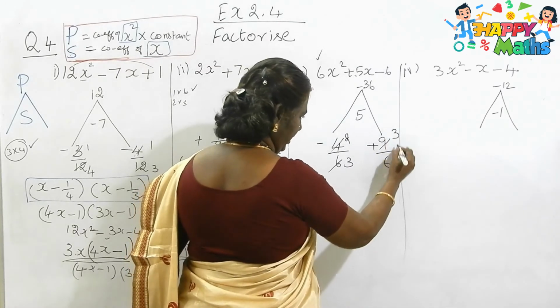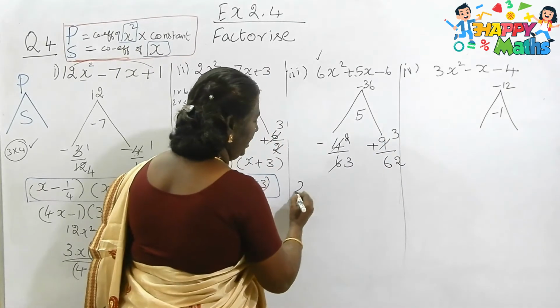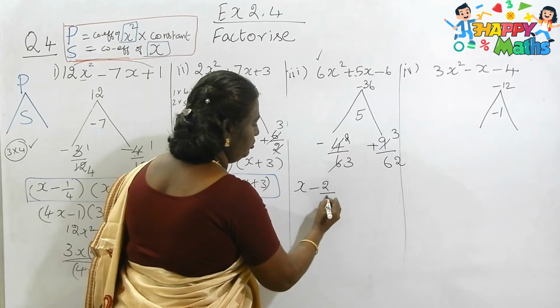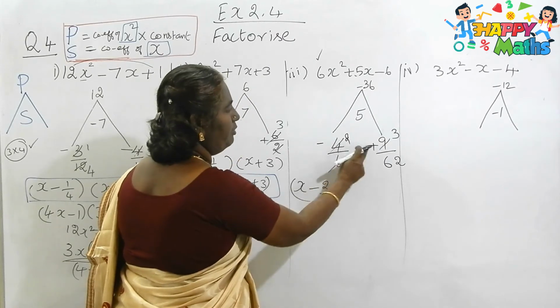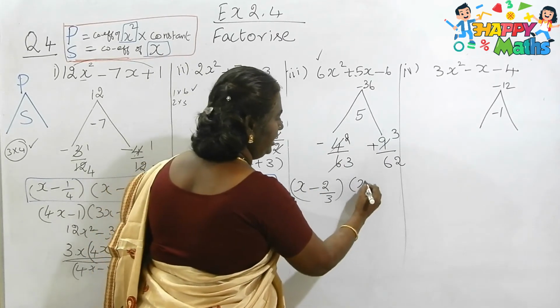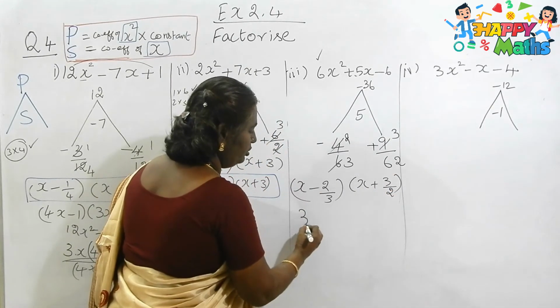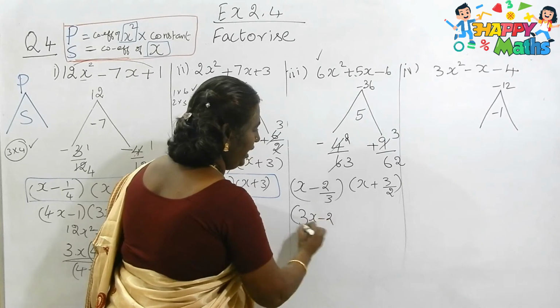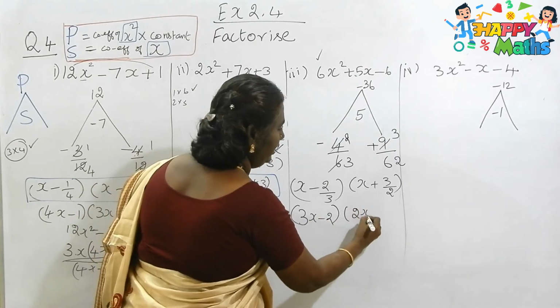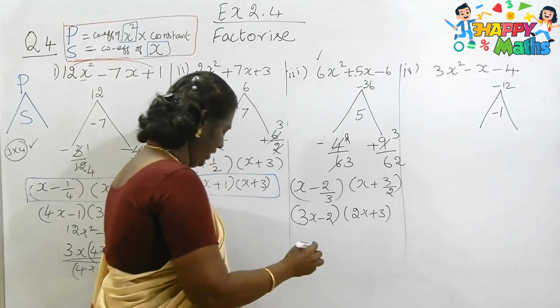3 3s are 9. 2 3s are 6. So my factor is x minus 2 by 3. Simply I am writing x before that. Finished. Here it is x plus 3 by 2. So I have to cross multiply. So this is 3x minus 2, and then this is 2x plus 3. These are my factors. Finished.